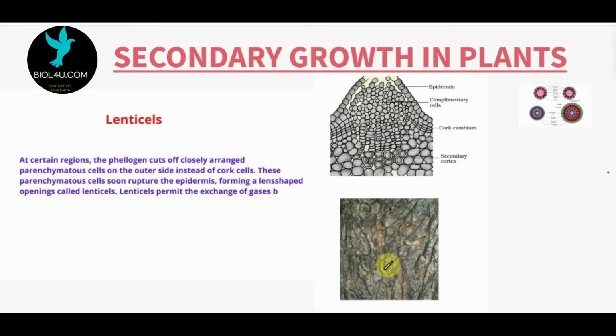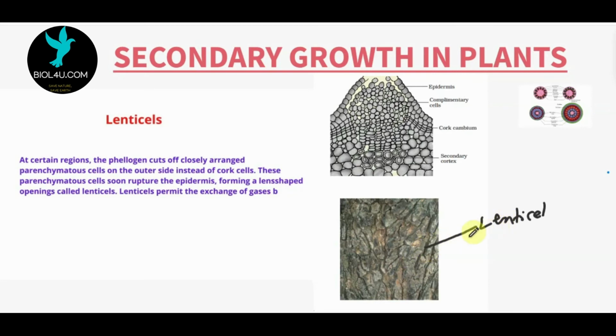The broken bark shows some lens-shaped structures. See here, these are lens-shaped structures, and they are known as the lenticel. So what is the function of the lenticel? These lenticels help to exchange oxygen and carbon dioxide. Gaseous exchange is the function of this lens-shaped structure; it permits exchange of gases. So that is the function of the lenticel.